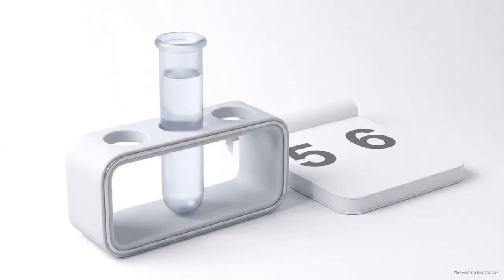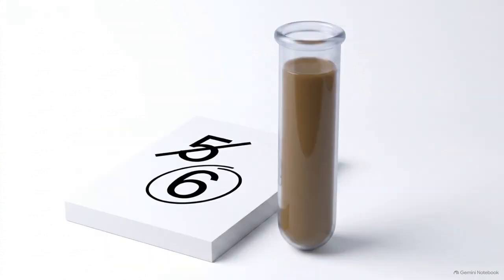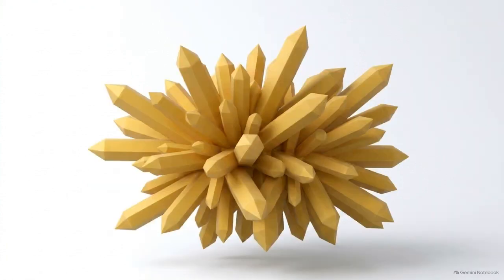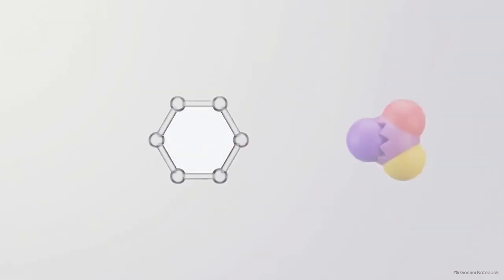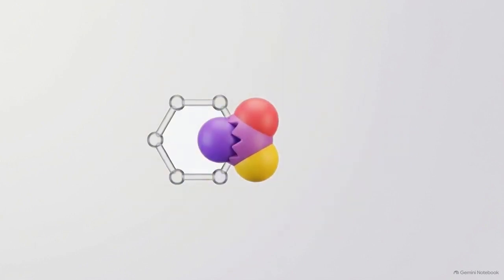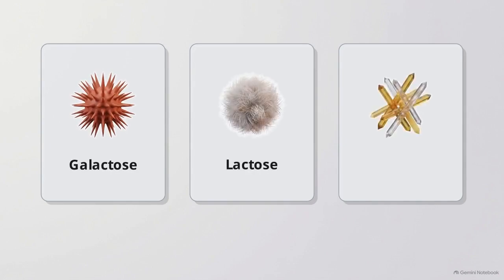Next, we use Bial's test to count the carbons. The sample produces a muddy brown precipitate, confirming the molecule is a hexose, meaning it has 6 carbons, rather than a 5-carbon pentose. For the final identification, we use the osazone test. This reaction locks the sugar into a rigid, macroscopic crystalline lattice. We add phenylhydrazine, which binds to the specific geometry of the sugar. Different sugars form uniquely shaped microcrystals, like thorny balls or powder puffs.